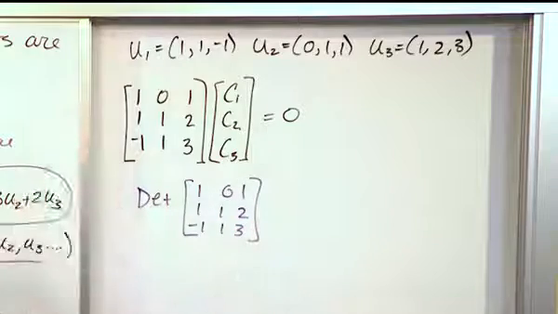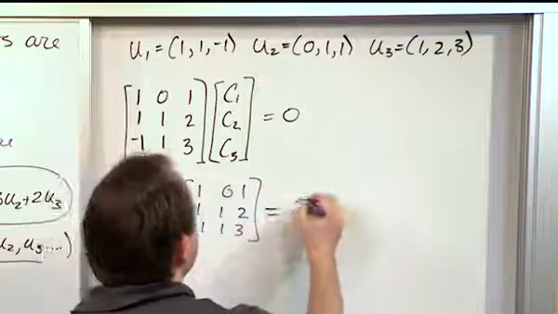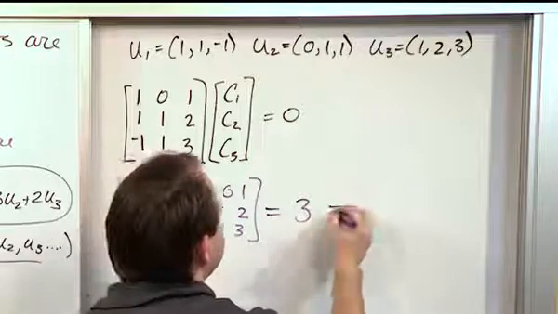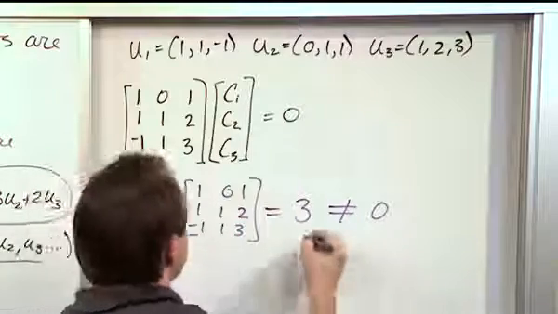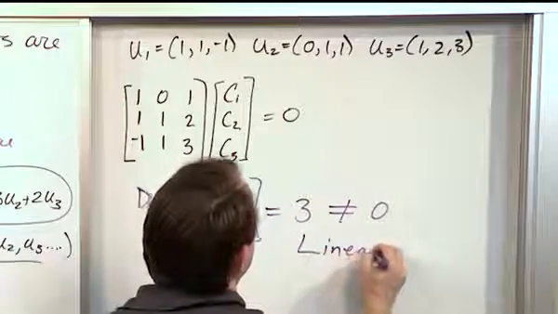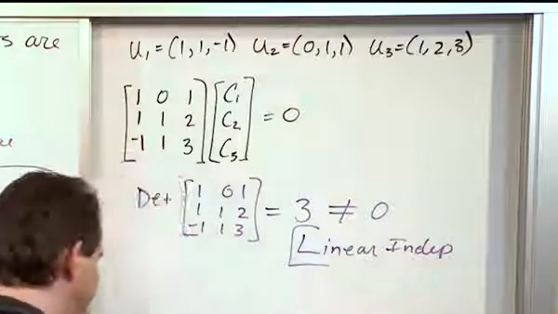You can do it any way you want. You can do cofactor expansion. You can do row reduction. But what you get is 3, the number 3. And since this is not equal to 0, and since the test said that if you get a determinant not equal to 0, it's linearly independent, this is a linearly independent set.